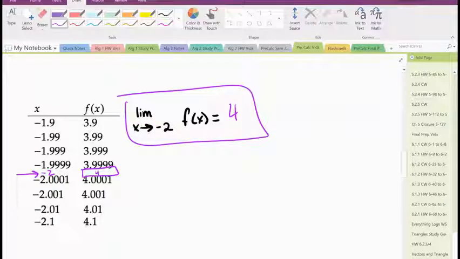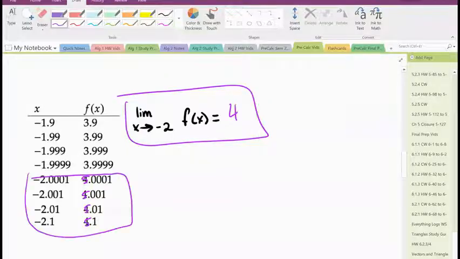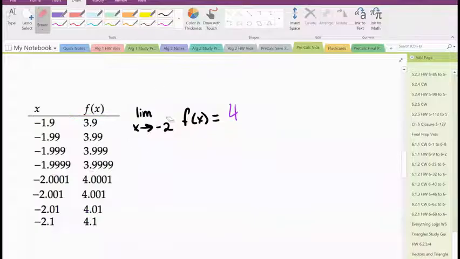Again, we're just looking at whether both the left and the right side are approaching the same value. If all these values were like 5, that would mean one side was approaching 5 and the other side was approaching 4. And in that case we would say that the limit doesn't exist. But because both sides of this function are pointing towards the same y value, we say the limit is 4.